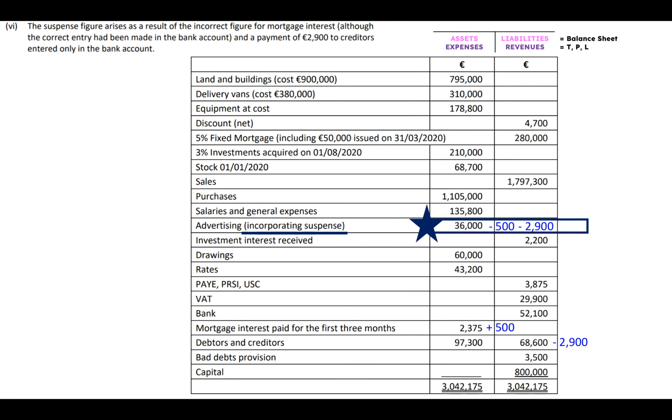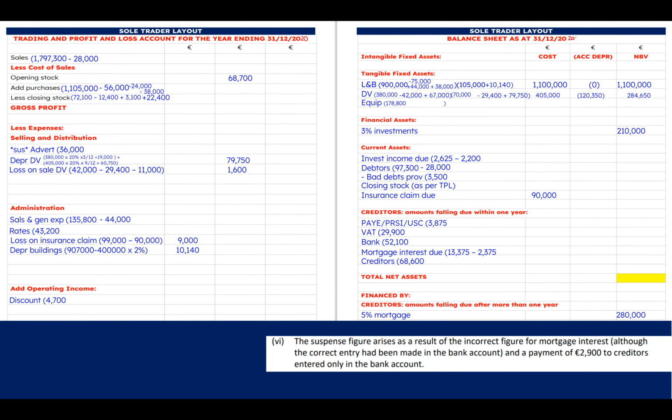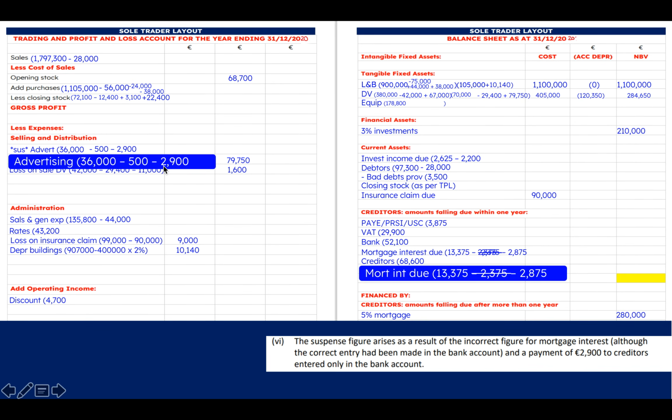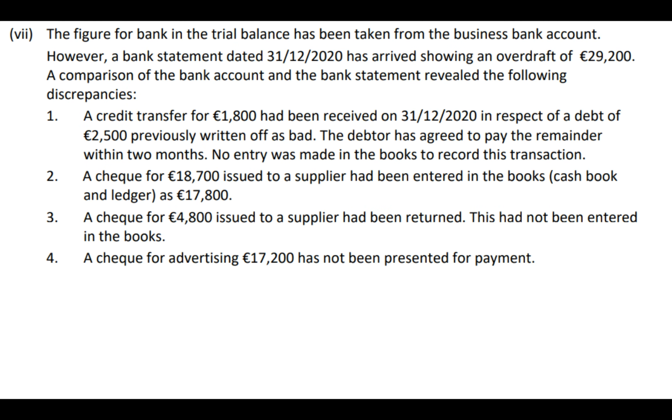All we have to do then is pop those things into our accounts. So your advertising, we've got 36,000 minus 500 minus 29. We've got our mortgage interest due, so we had 2375. Sorry, it doesn't really look like it there, but we had 2375. We'll cross that out and we'll minus 2875 because that's the correct figure. And then we will have our creditors minus 29. So that's our suspense account.